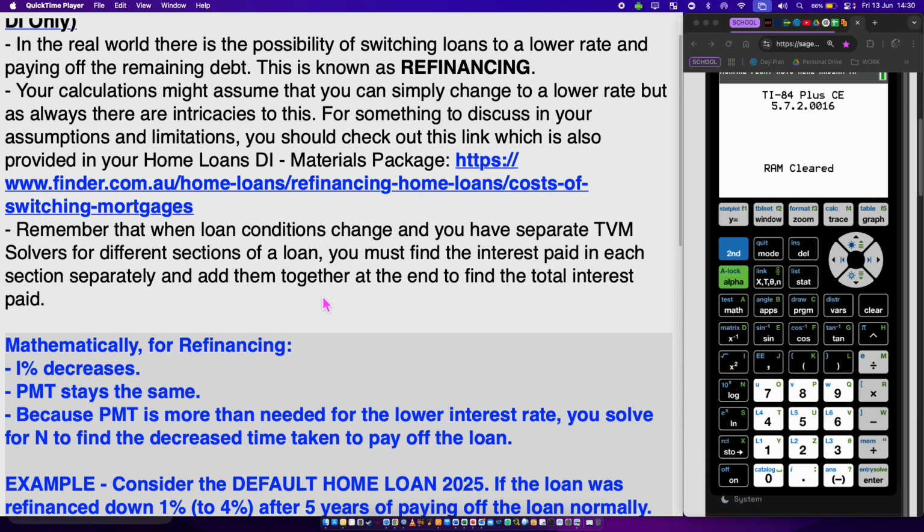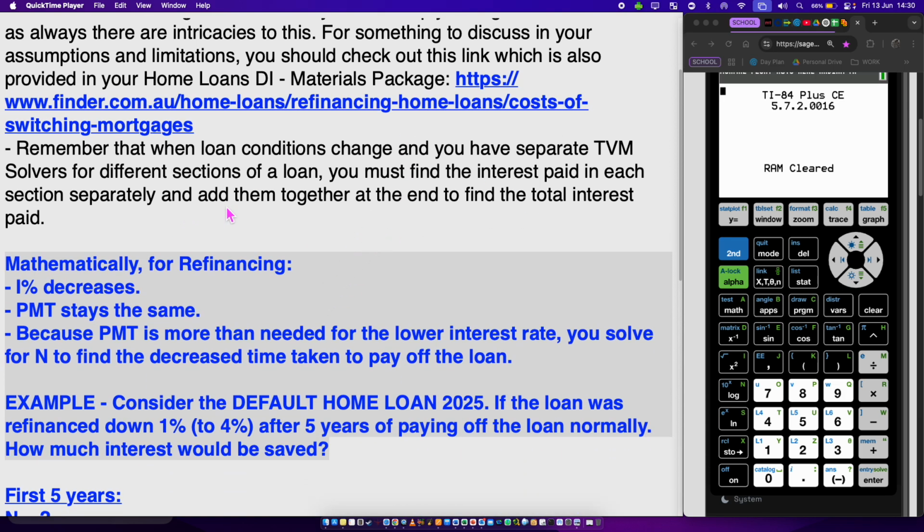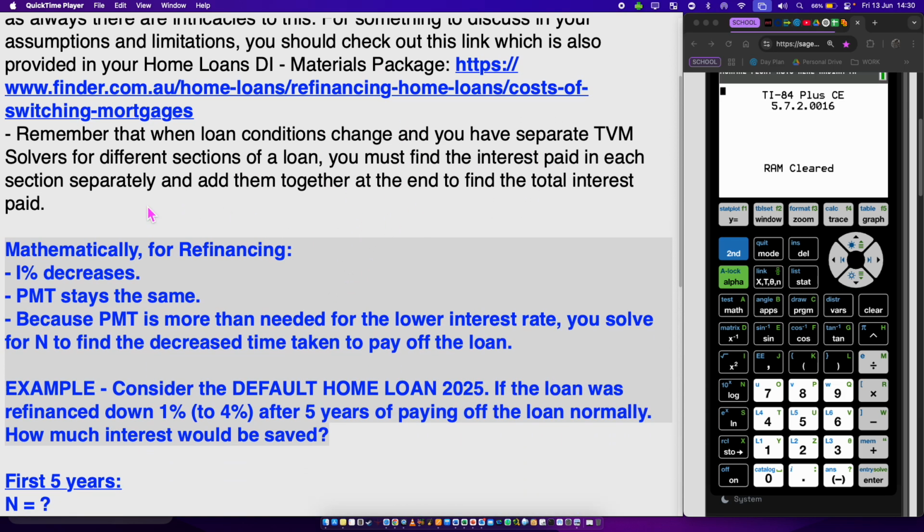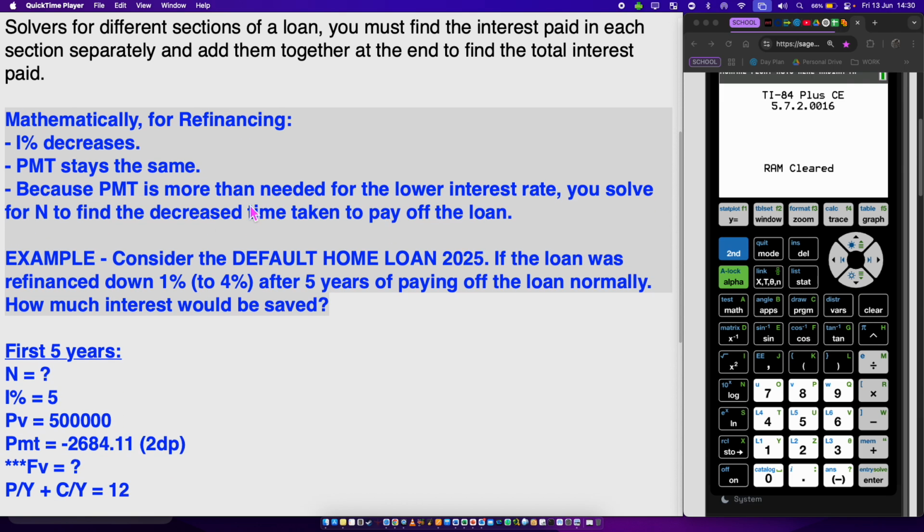So remember that when loan conditions change and you have separate TVM solvers, you need to find interest paid separately and add them together. So mathematically, what does refinancing involve? I% decreases partway through, PMT stays the same, and because PMT is more than you need for this lower rate, you're finding N because your loan is going to be paid off quicker.